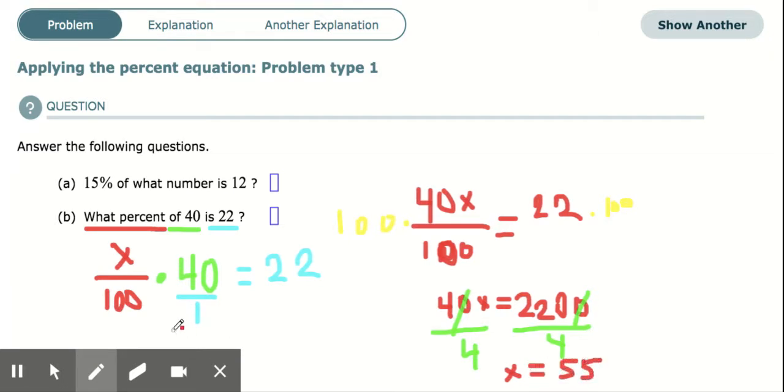And let's make sure that that really makes sense in this context. Let's replace our variable with our answer and see if it makes sense. So is 55% of 40 22? Let's think: 55% is a little bigger than half, and half of 40 is 20. This is a little bigger than half of 40, so it makes perfect sense.